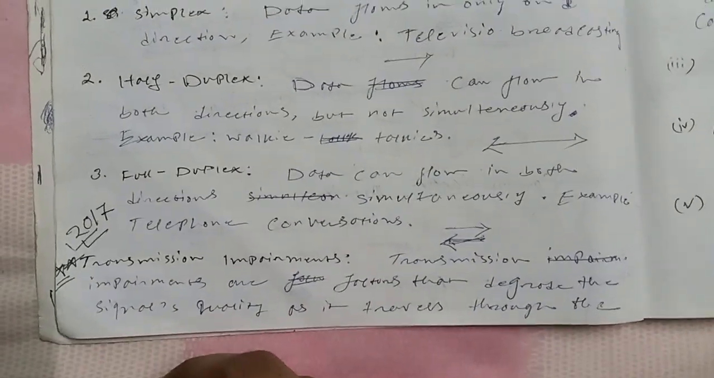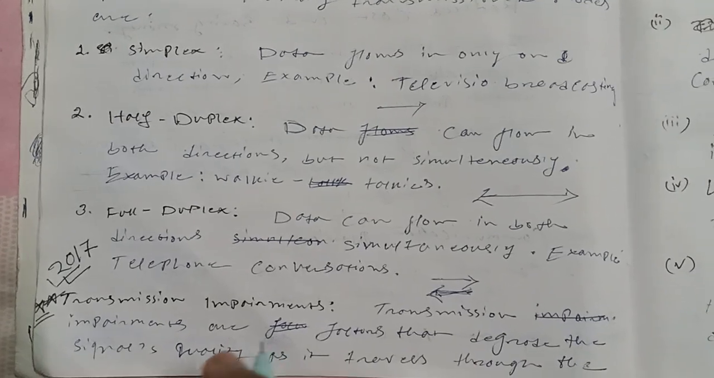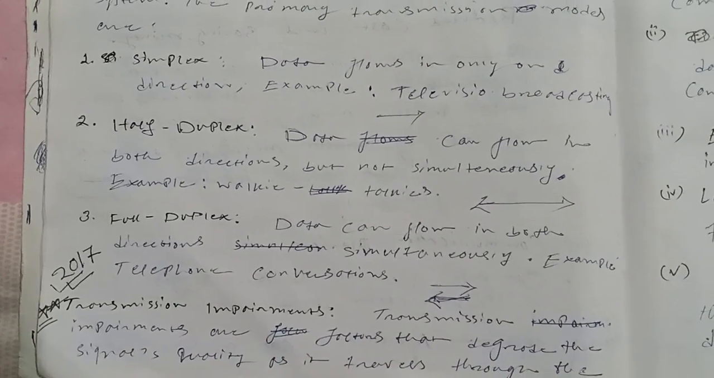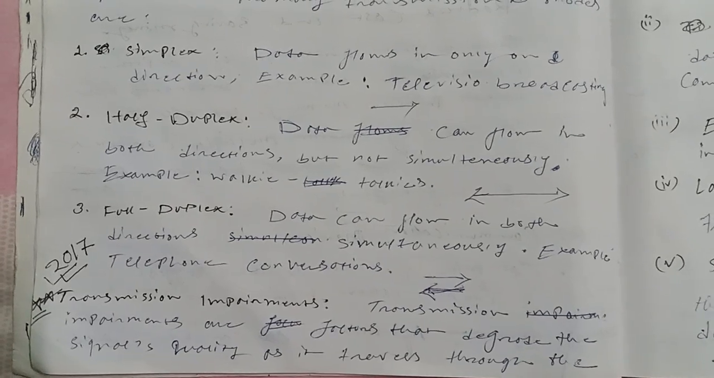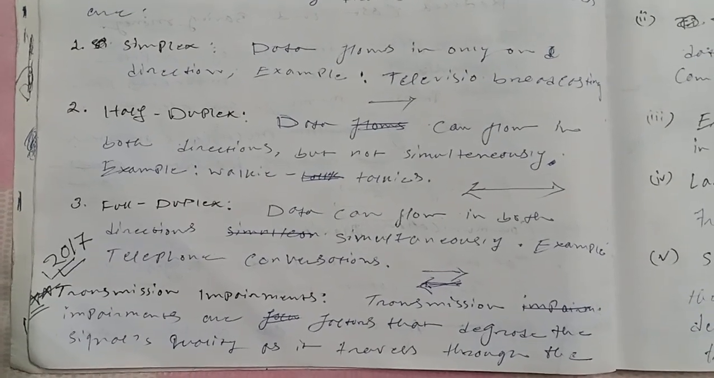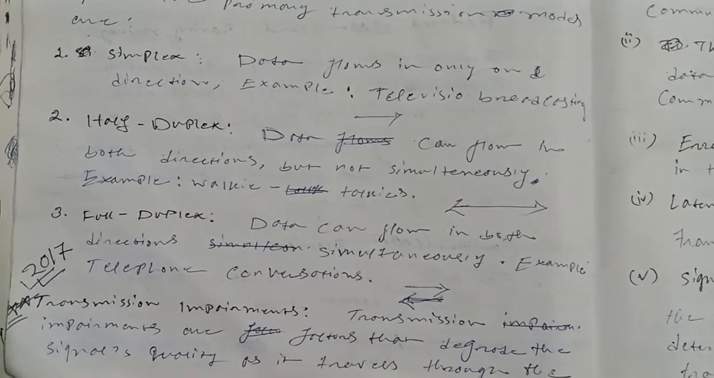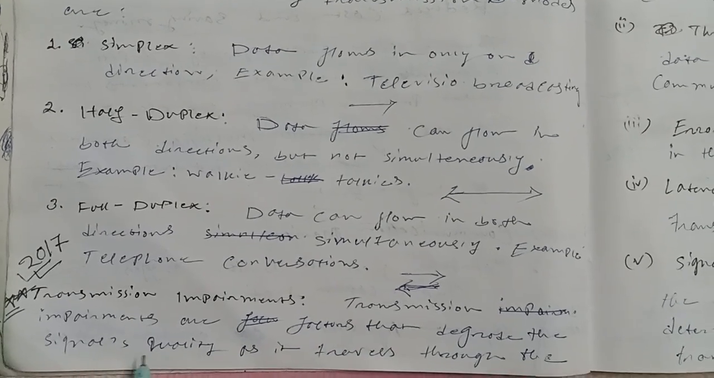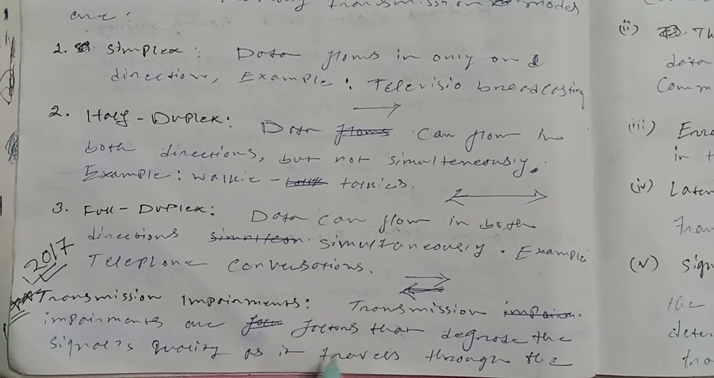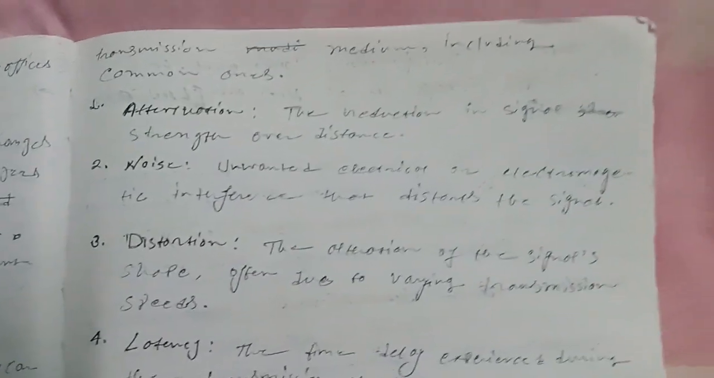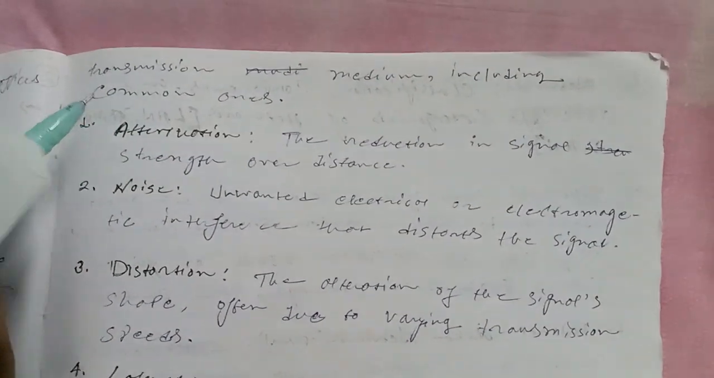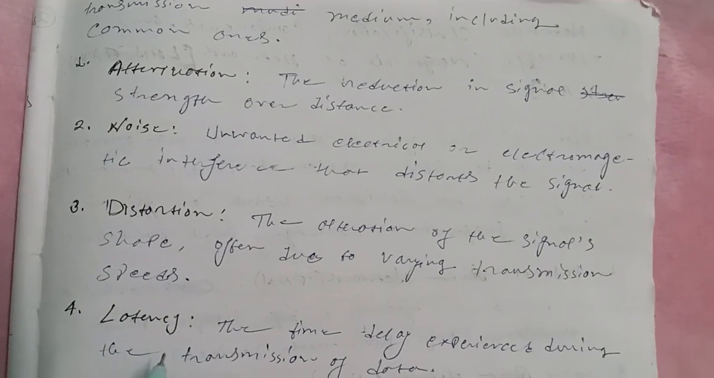Okay. Now transmission impairment. What does impairment mean? Impairment means drawbacks or shortcomings. We can see some drawbacks or shortcomings in transmission media or the transmission system. Transmission impairments are factors that degrade the signal's quality as it travels through the transmission medium. The common ones are attenuation, noise, distortion, and latency. Latency is also known as delay.